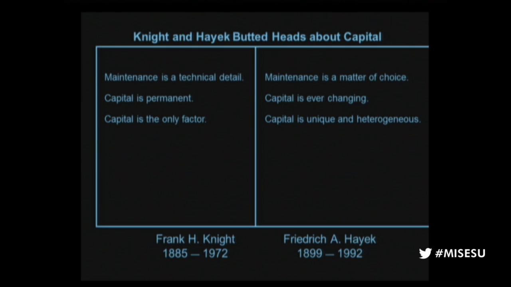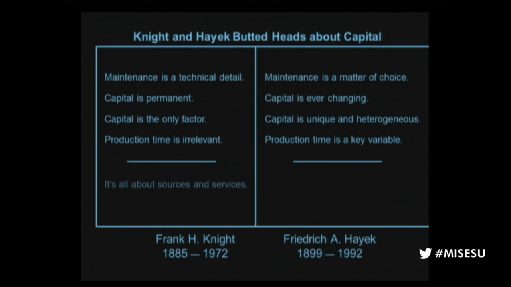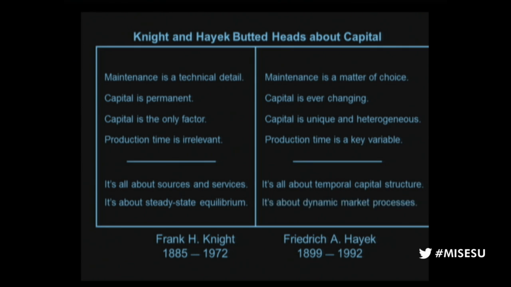Capital is the only factor. Capital is a unique and heterogeneous factor. Production time is irrelevant. And production time is a key variable in a macroeconomic system, in microeconomics too, for that matter. So very much contrast here. And according to Frank Knight, it's all about sources and services. According to Hayek, it's about a temporal capital structure and the sorts of consumption goods that that can create. It's about steady state equilibrium, as in the forest, it doesn't change. No, it's about dynamic market processes that guide production decisions in accordance with consumer preferences. A big difference.